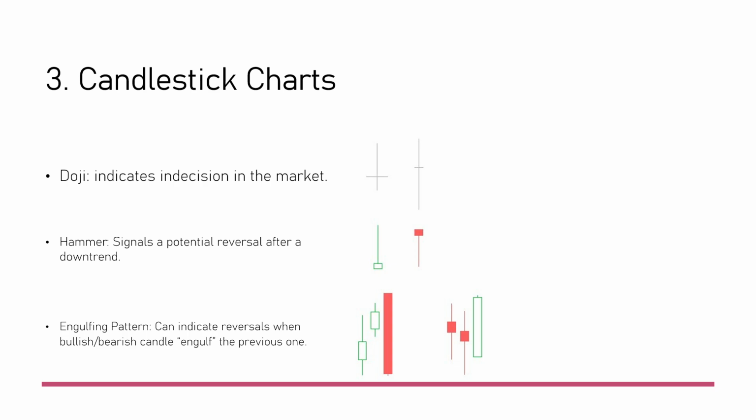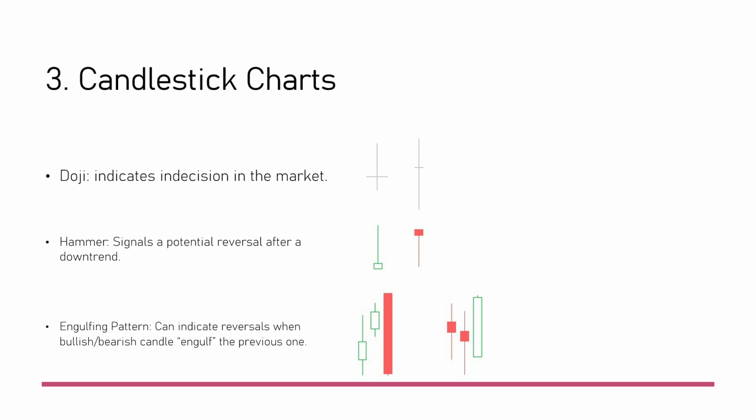Next, we have the hammer. A hammer forms after a downtrend and is characterized by a small body near the top of the candle and a long lower shadow. It signals a potential reversal, where buyers regained control after significant selling pressure earlier in the session. The longer the lower wick, the stronger the potential for a bullish reversal.